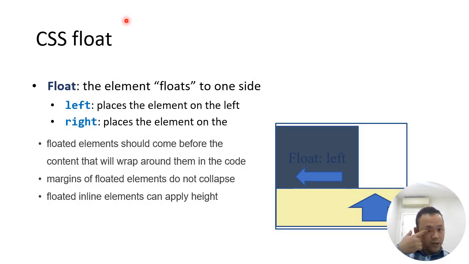Now we have float. The float property specifies whether or not an element should float. In its simplest use, the float property can be used to wrap text around an image. The following example specifies that an image should float right in the text.